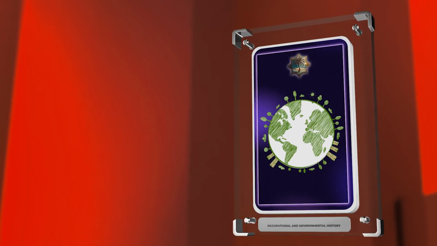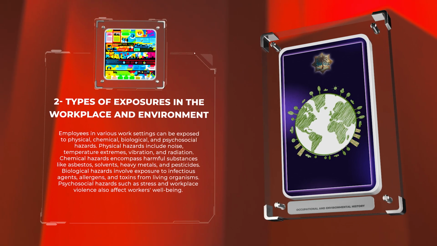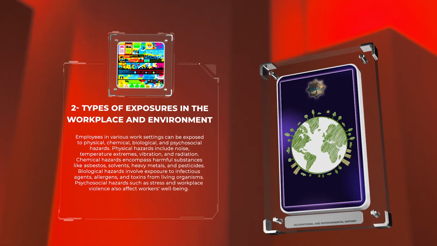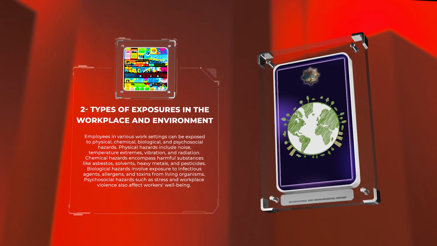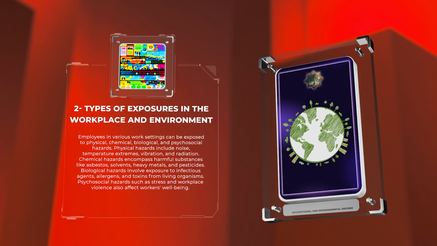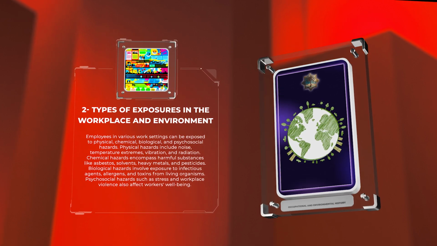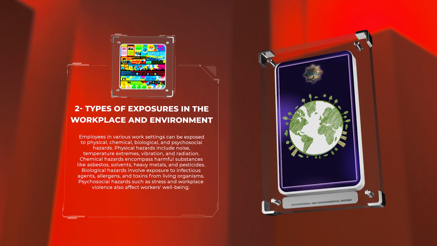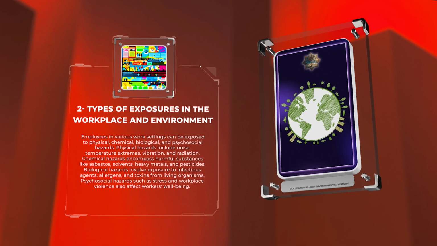Employees in various work settings can be exposed to physical, chemical, biological, and psychosocial hazards. Physical hazards include noise, temperature extremes, vibration, and radiation. Chemical hazards encompass harmful substances like asbestos, solvents, heavy metals, and pesticides. Biological hazards involve exposure to infectious agents, allergens, and toxins from living organisms. Psychosocial hazards such as stress and workplace violence also affect workers' well-being.